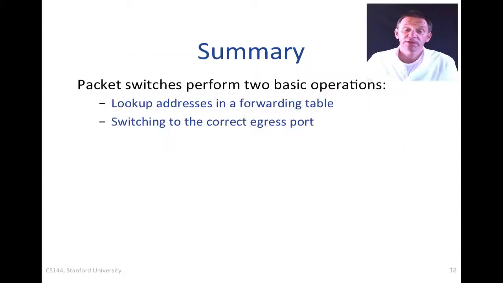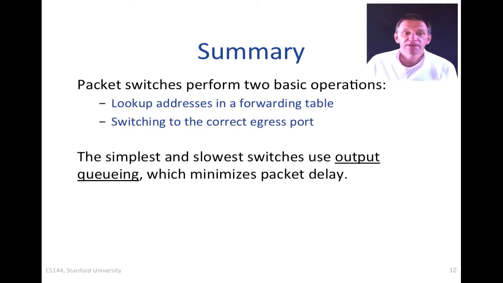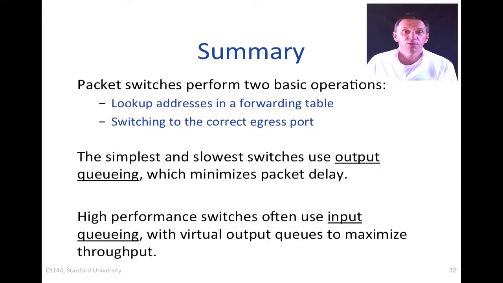So in summary, we've seen that packet switches perform two basic operations. They look up addresses in a forwarding table. We saw examples of that in the last video for Ethernet switches and for internet routers. And they also, once they've decided where a packet is going, they have to switch it. They have to deliver it to the correct egress port so it can go onto the correct output link. The simplest and slowest switches use output queuing because this maximizes the throughput and minimizes the expected delay of packets, whereas more scalable switches often use input queues with virtual output queues to maximize the throughput. That's the end of this video.